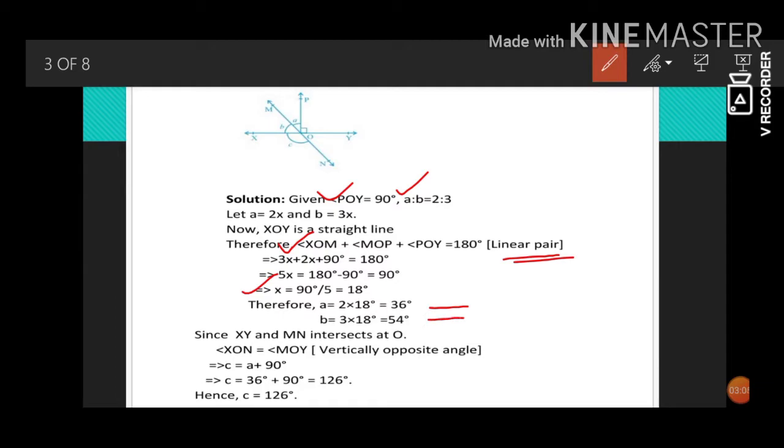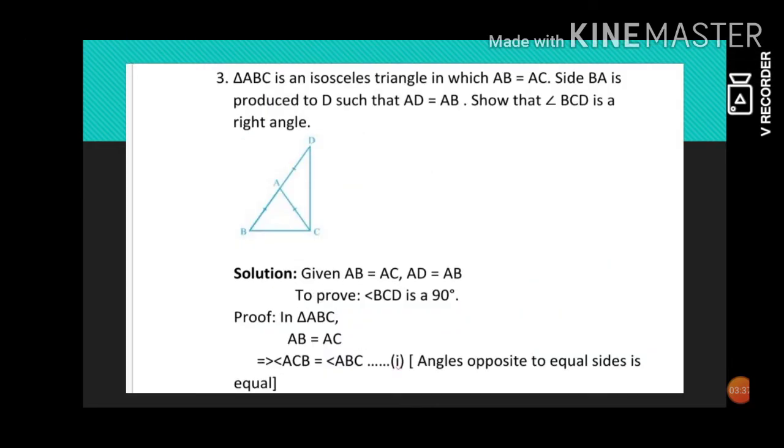Now the lines XY and MN intersect at O. Whenever we get such lines, we can say that angle MOY is equal to XON, as they are vertically opposite angles. So C can be written as A plus 90 degrees, and the value of A is 36. So the value of C is 126 degrees.